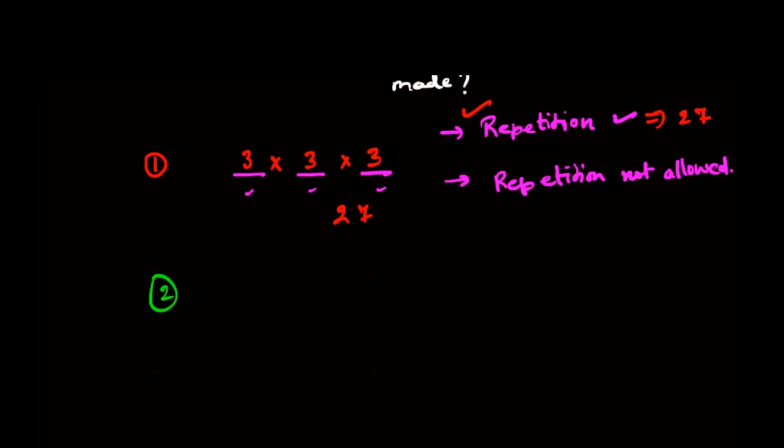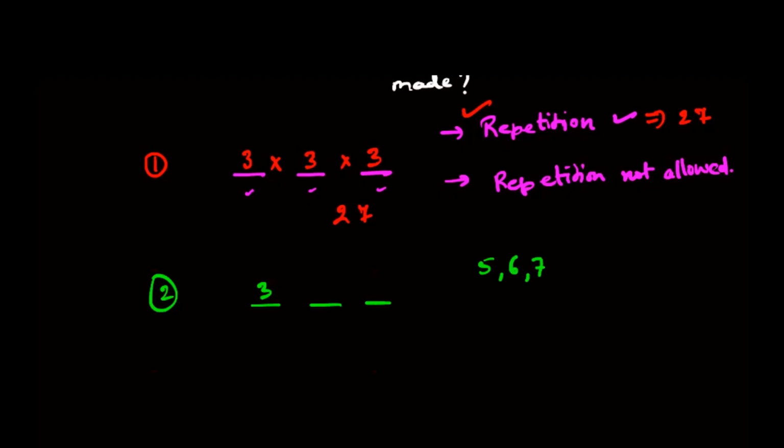So if repetition is not allowed, then I can have three ways in which I can fill the first place, right? From the left. Always from the left we approach until and unless some given condition is given. I'll let you know how to do that, right? So out of 5, 6, and 7, one digit is done.